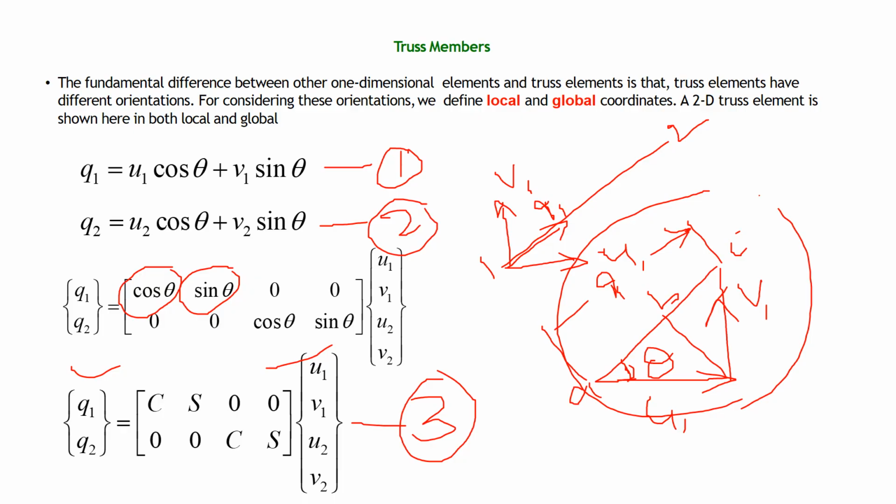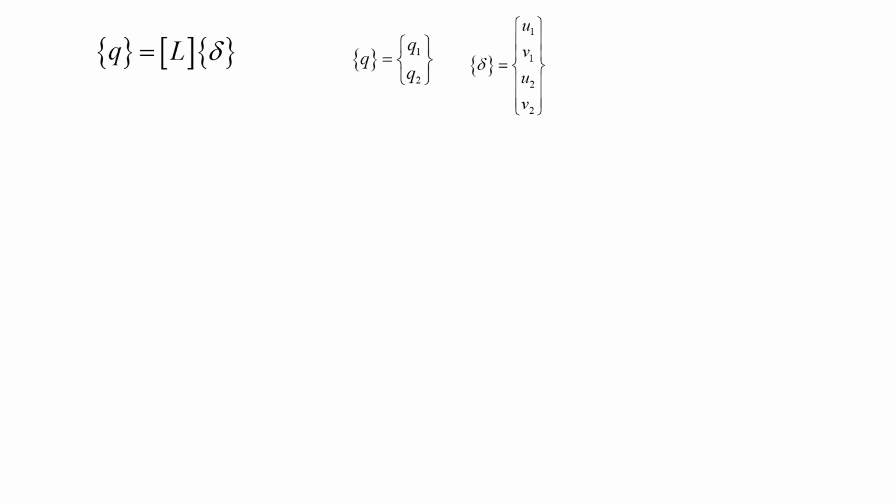Once we know this relation, we can easily find out the element stiffness. So this is the relation Q is equal to L delta. What is Q? Q is equal to Q1 Q2, the local coordinates. Delta is the global coordinates U1 V1 U2 V2. L is the transformation matrix between the local and global coordinates. So L is equal to C S 0 0, 0 0 C S in the matrix form. This is the relation between the local and global coordinates.